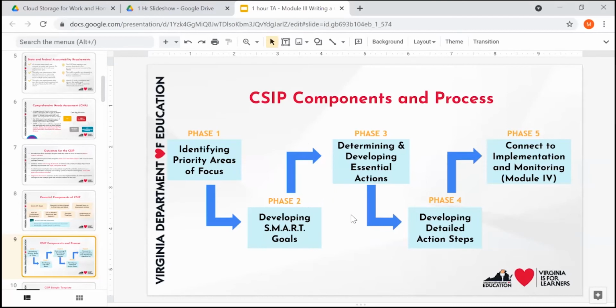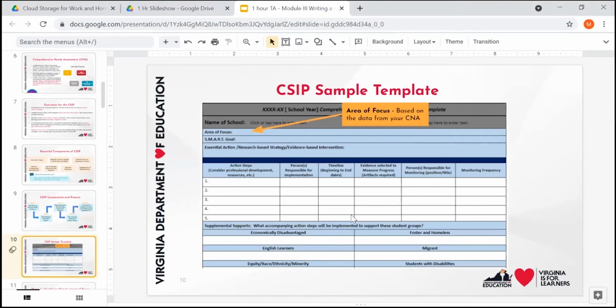So then we get to phase 3. Okay, we have our SMART goal. We know what we want to achieve. What are we planning to do to meet that goal? Once we set that up, then we have to develop our detailed action steps. What are the specific steps of our essential action, and who is responsible? And what artifacts are we going to collect to know that this is working? And that ties into the final phase of implementation and monitoring, how we know if it's working.